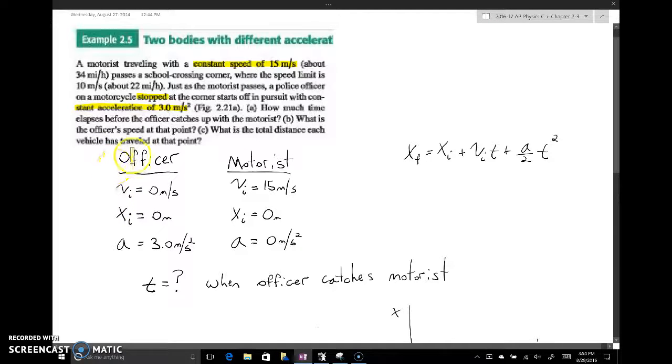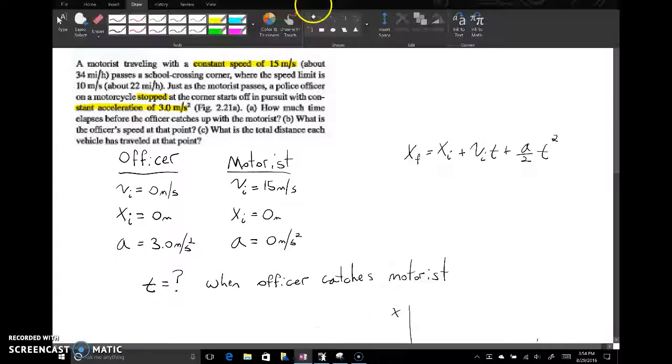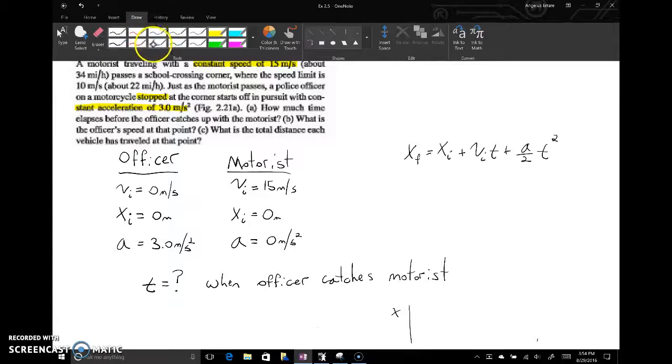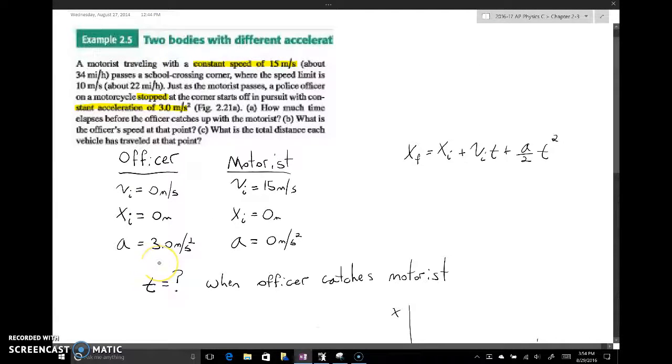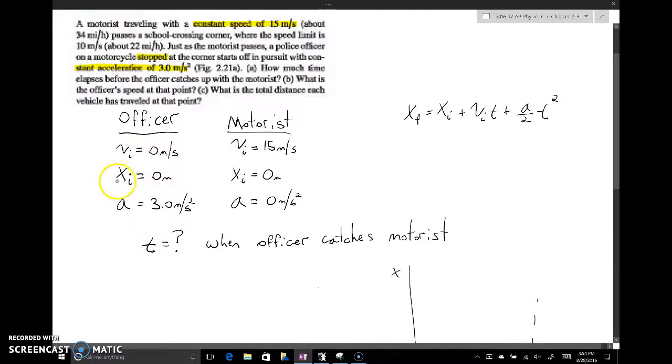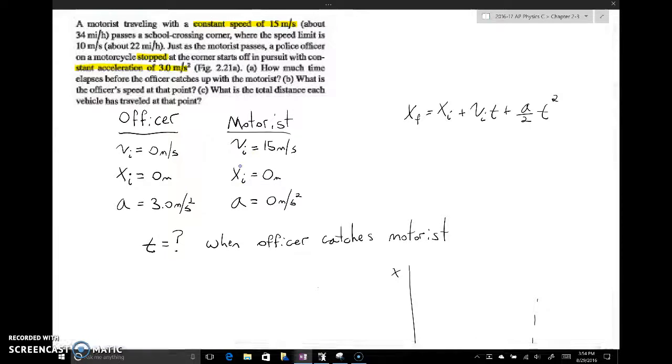So what I've gone ahead and done is something that you guys should already be in the habit of doing, which is that we're going to read the problem and then write down all the givens. So the officer had an initial velocity of 0. We're going to measure our position away from the officer, which is the school crossing, and then an acceleration of 3 meters per second squared. The motorist had an initial velocity of 15 meters per second. The system we're starting to model is when the motorist just passed the officer. So he's got 0 position as well, and no acceleration because he's traveling at a constant speed.